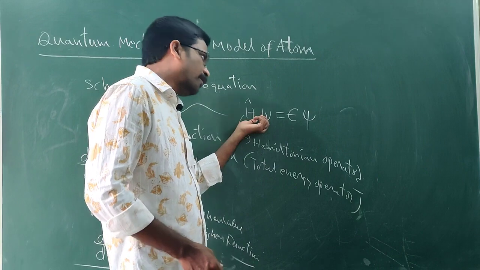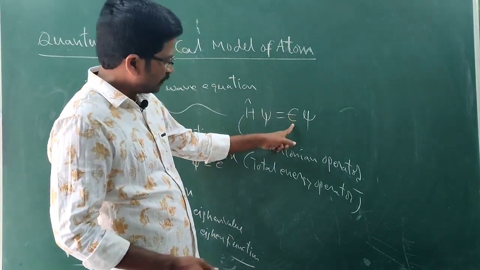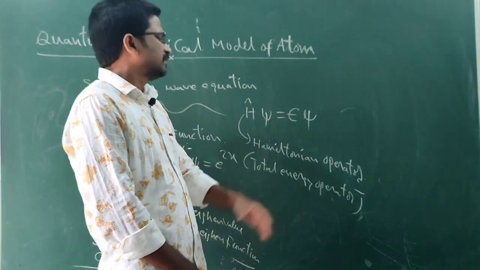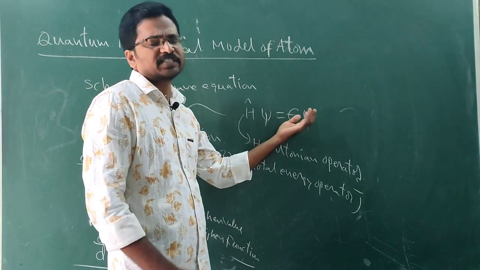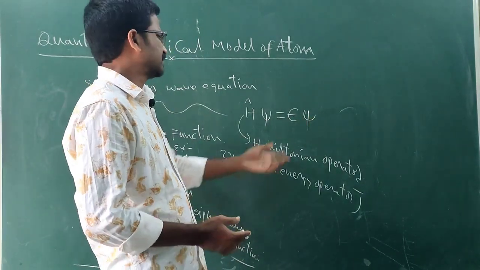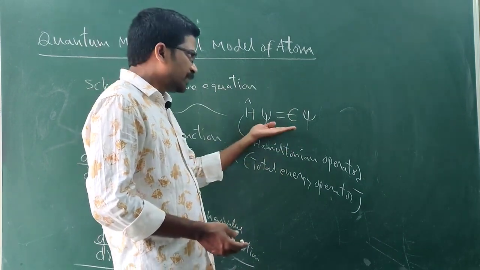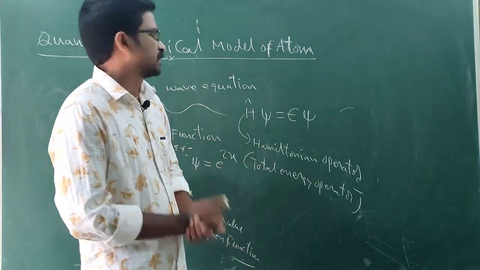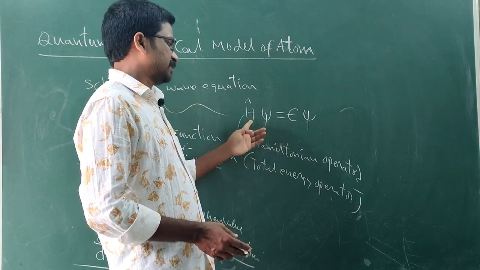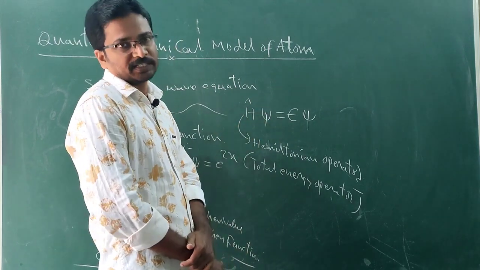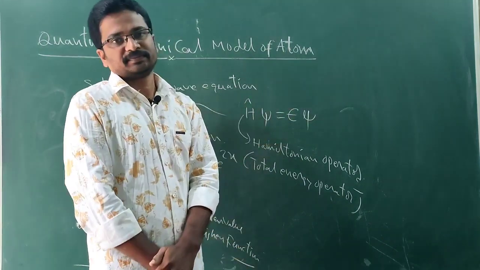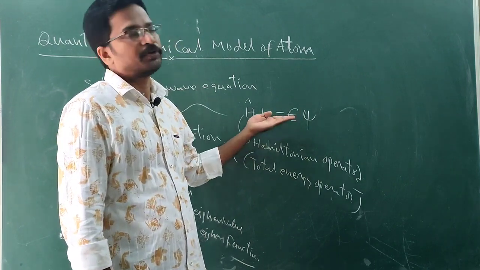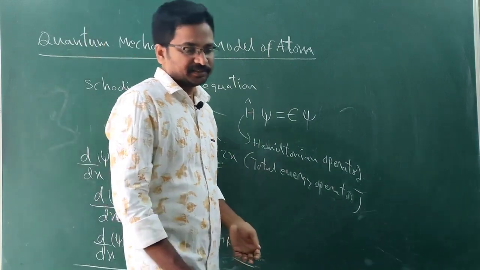The total energy operator is operated on a wave function, and you get the energy value and the wave function. This value is known as the eigenvalue and this function is known as the eigenfunction. From this you can derive the Schrödinger wave equation. Using this concept, the energy operator is operated on a wave function and you get results on the wave function, and from this point of view you can get the Schrödinger wave equation. Let us see it.